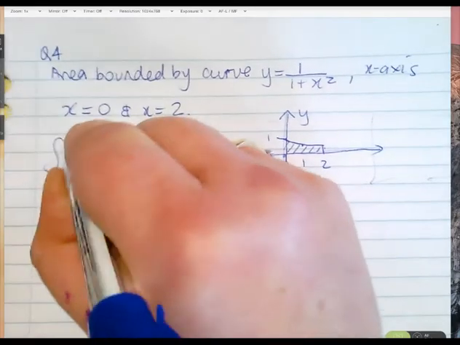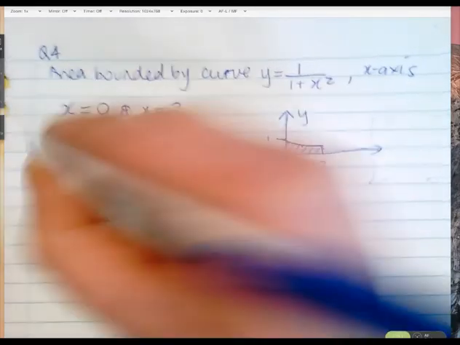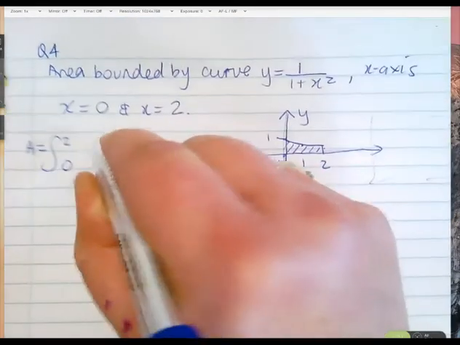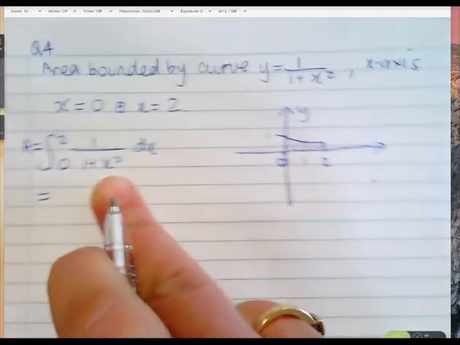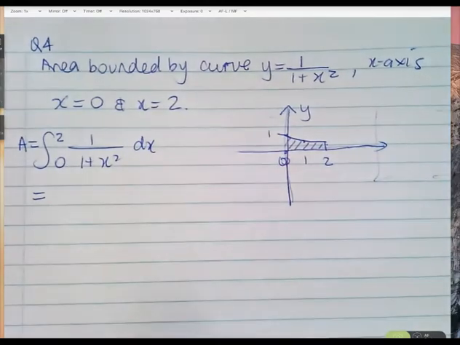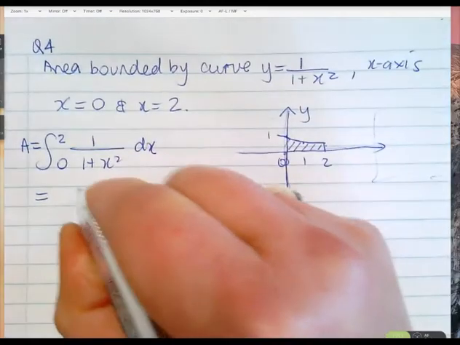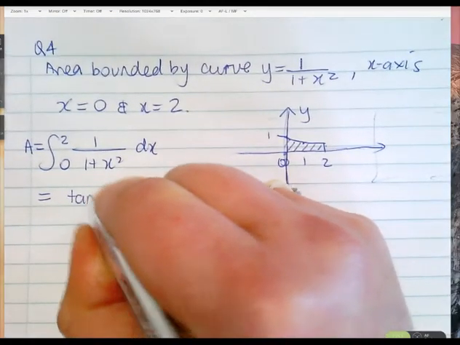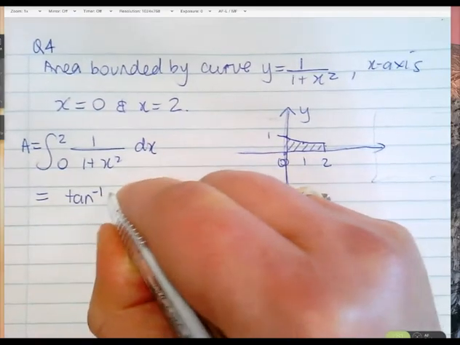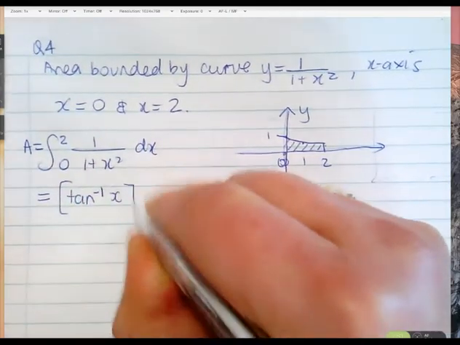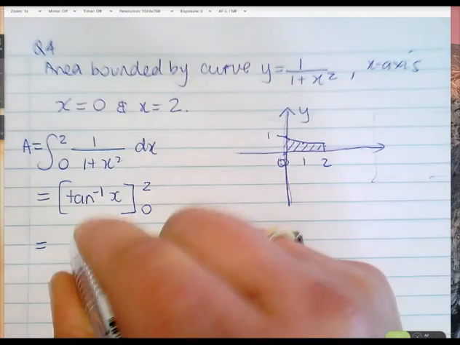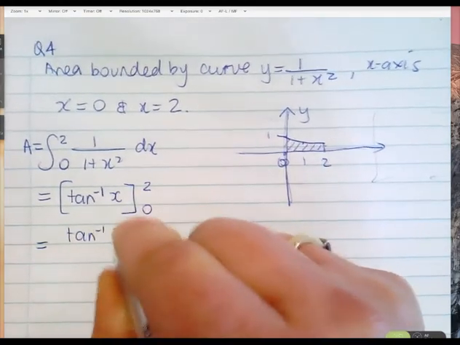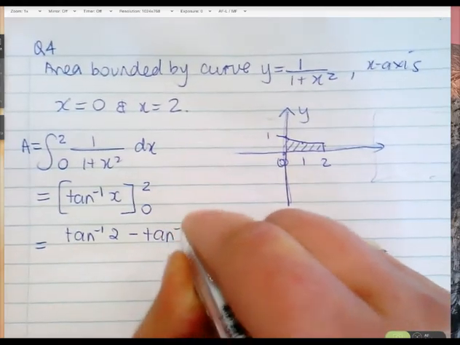So therefore, it's just the integral from 0 to 2 of 1 over 1 plus x squared dx. Girls, this is the most basic type. That's not a hard integral. Which one's that, the sine or tan? Yeah, so that's just tan to the minus 1 of x, because a is 1, between the values of 2 and 0. So it's tan to the minus 1 of 2 minus tan to the minus 1 of 0.